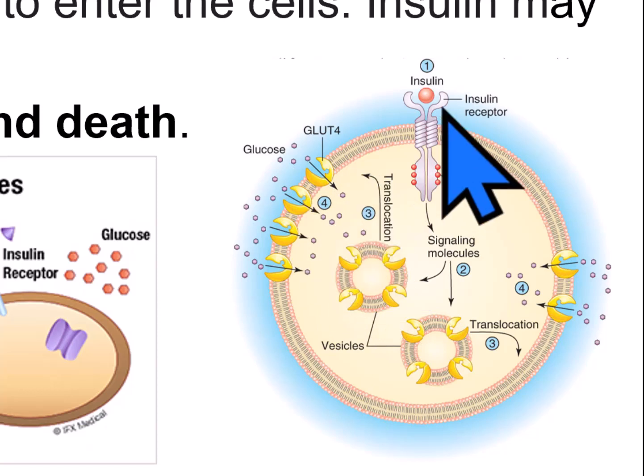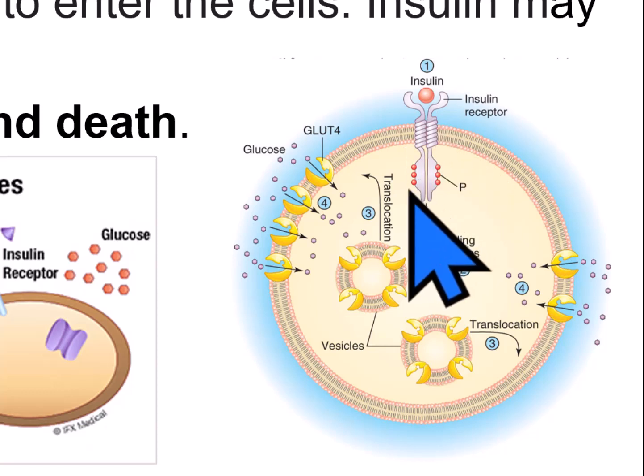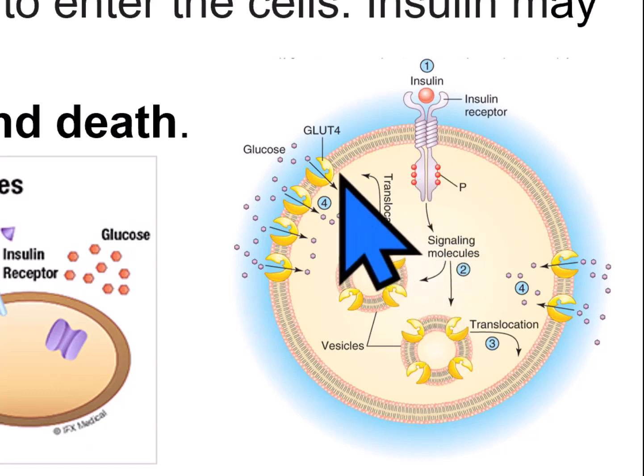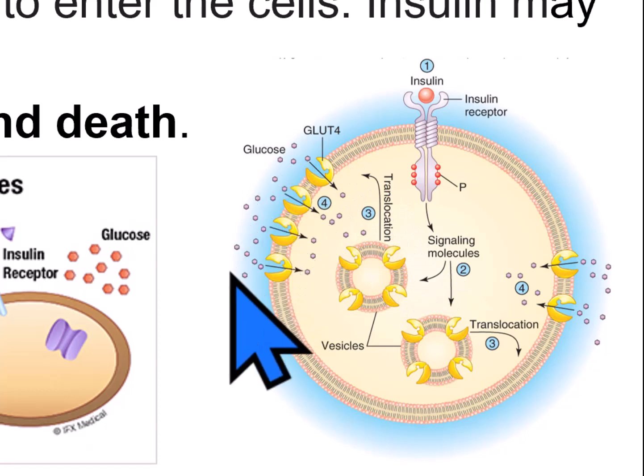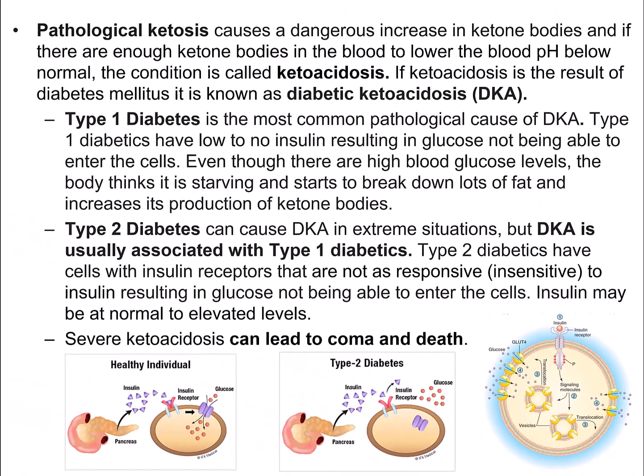Well, if somebody doesn't have insulin or very low levels of insulin as a type 1 diabetic, then there's no insulin or very little insulin to stimulate this process of putting the GLUT4 transporters into the membrane. So the glucose stays really high because it can't move into the cells. Even though there are high levels of glucose, the body, since it can't move that glucose into these cells, thinks it's starving and starts to break down lots of fat and increases its production of ketone bodies.